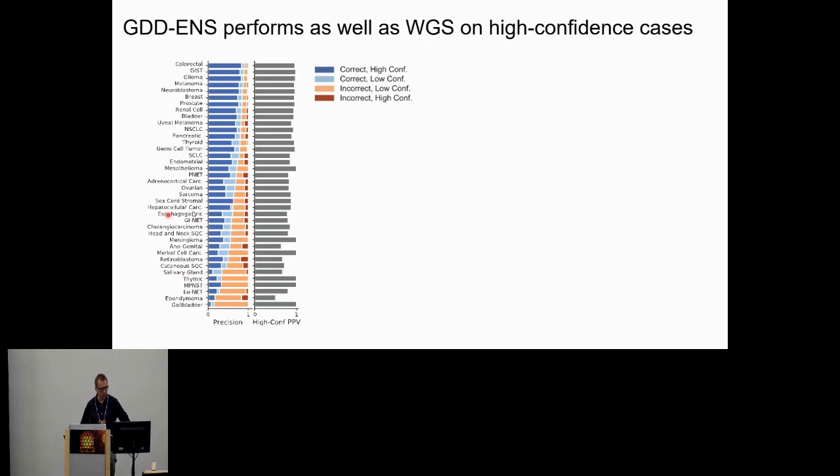So you can see for the rarer cancer types, even though we do very well on the high confidence classifications, we're actually missing a lot of them. And this is very much an area of future work, but we also have very little training data for them.